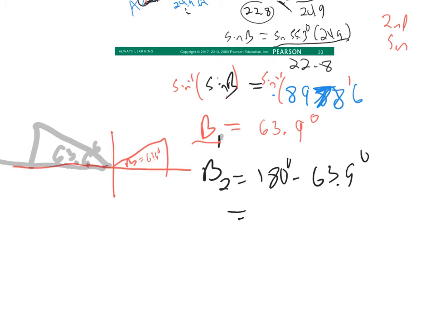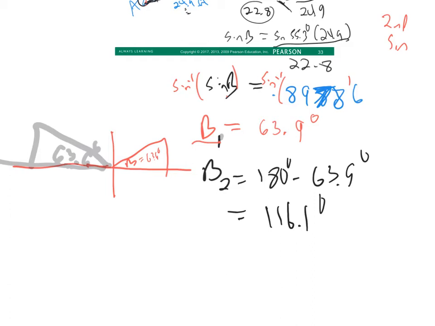So that becomes, let's see, 180 minus 60 is 120, but I still have to take away 3.9, so 116.1. I don't know if that's right. I think so. 116.1. I'll use my calculator to make sure. Okay, it's correct. Now the question might be, does this triangle exist?